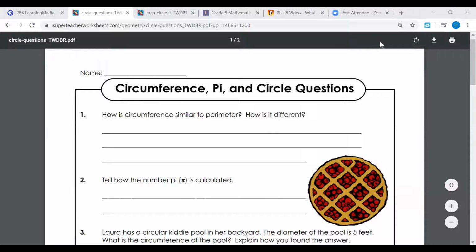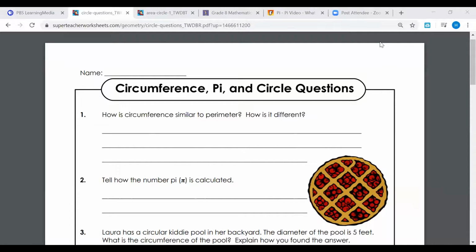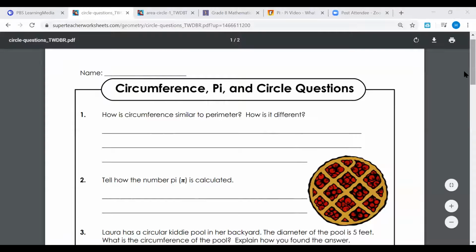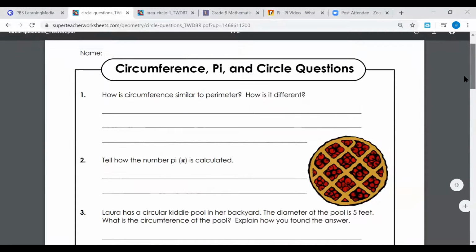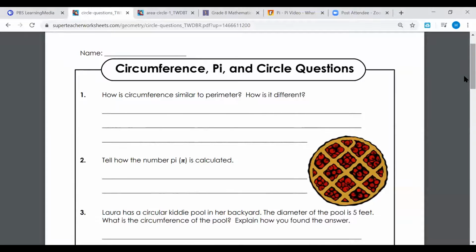So I'm going to have you complete 2 worksheets today. Again, these 2 worksheets should be in your packet 3. The first one is titled Circumference, Pi, and Circle Questions. I'm going to ask you to go through these questions and answer them as best as you can.